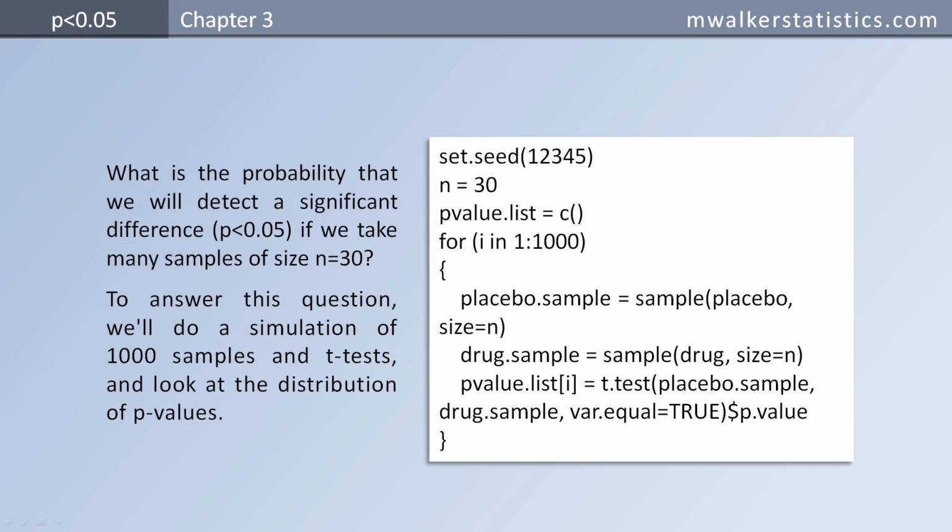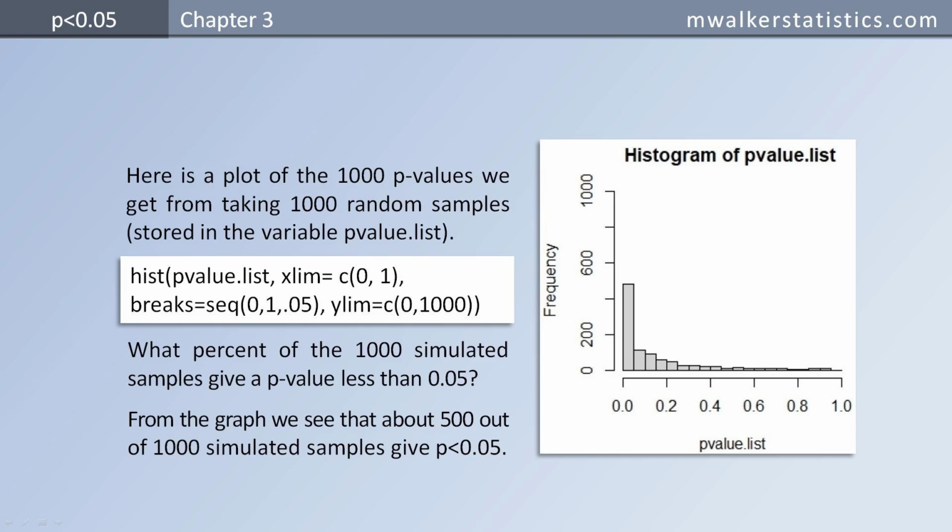What is the probability that we will detect a significant difference, p less than 0.05, if we take many samples of size n equals 30? To answer this question, we'll do a simulation of 1,000 samples and t-tests and look at the distribution of p-values. Here is a plot of the 1,000 p-values we get from taking 1,000 random samples.